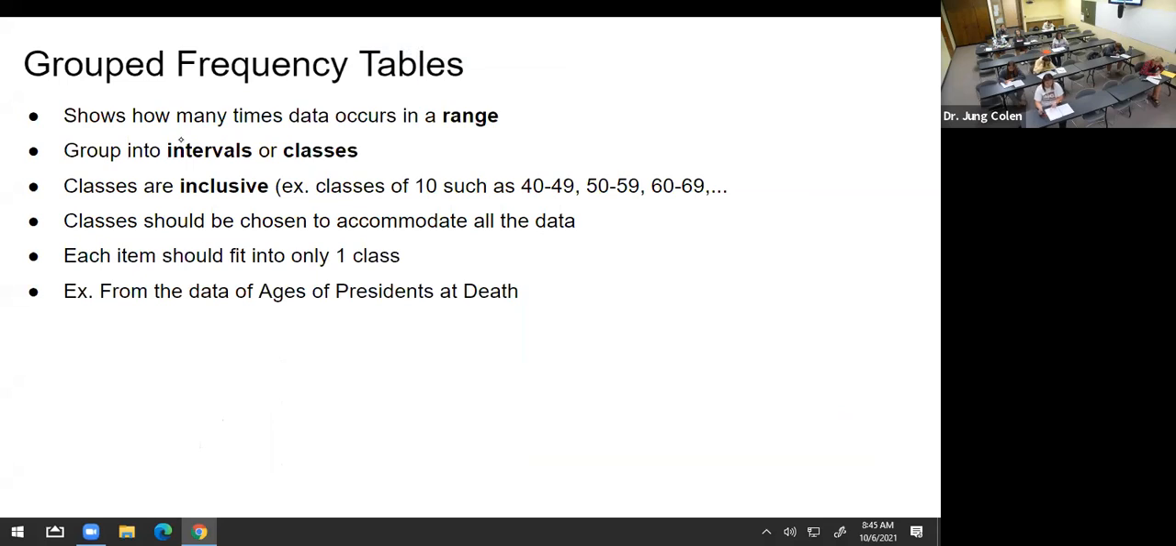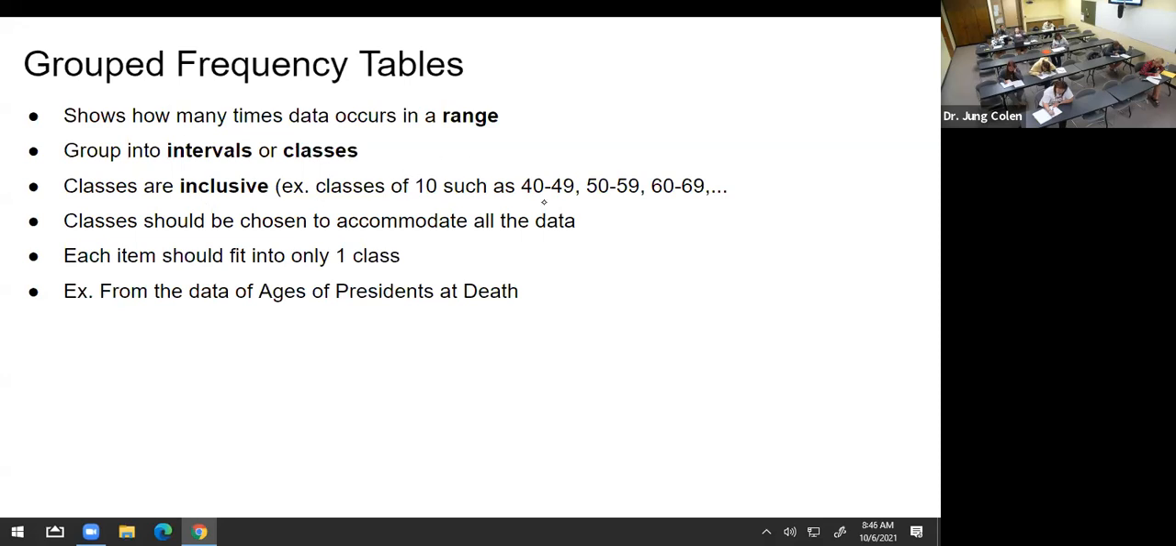But when you're doing the intervals, you need to be consistent. If you are grouping that as gap of 10, then you need to go consistently, right? So when you're making intervals, you need to be careful about the consistency there. And also, the classes should be inclusive. For example, if we are doing heights, then you can do something like 4 to 4.9. Then your next group should be 5 to 5.9, something like that. Okay? So it has to be inclusive.